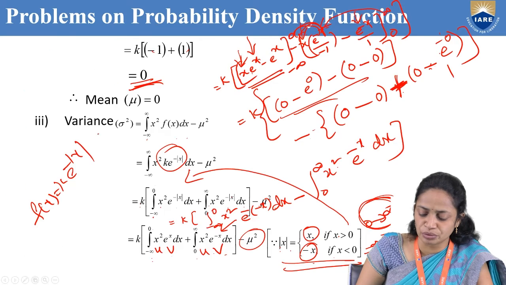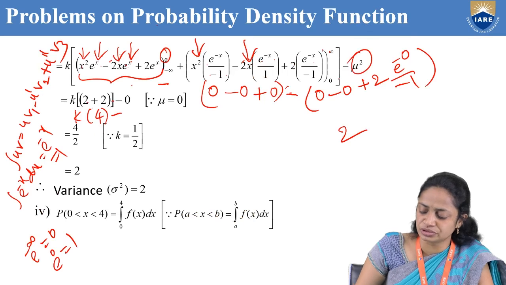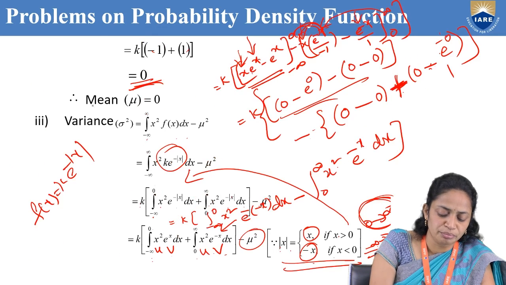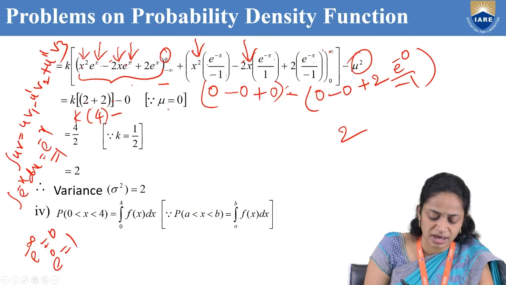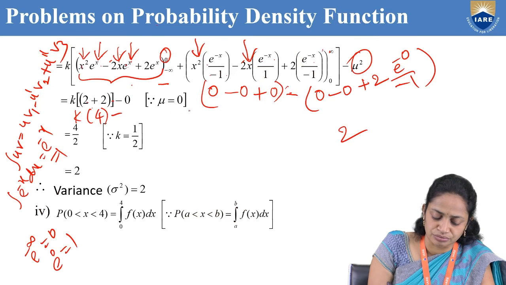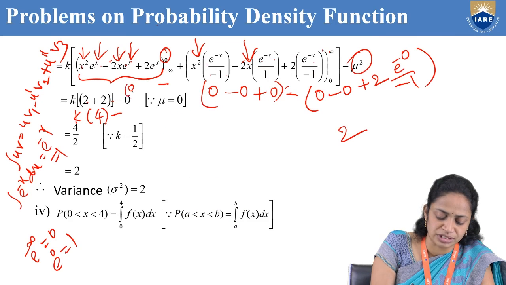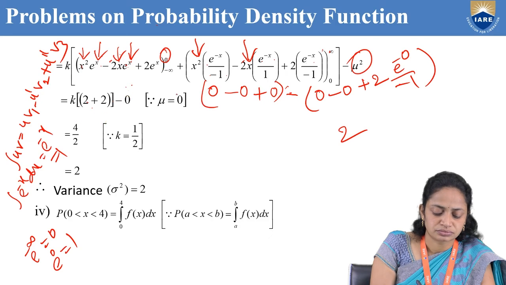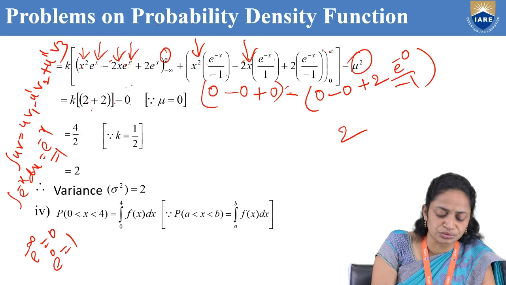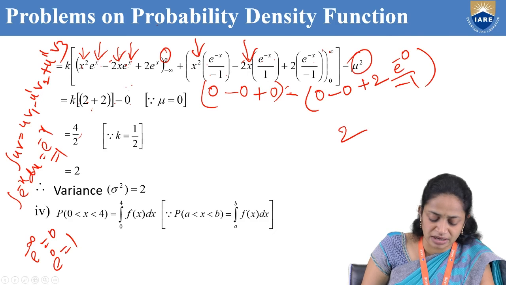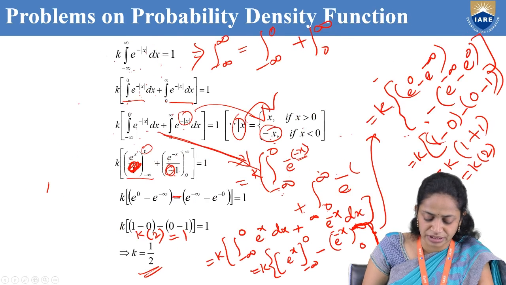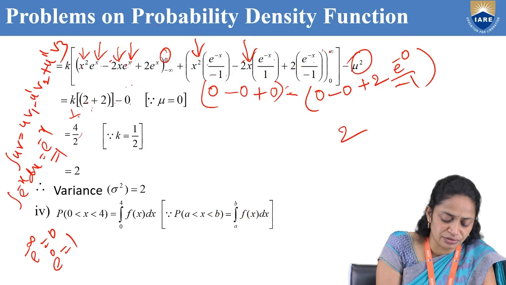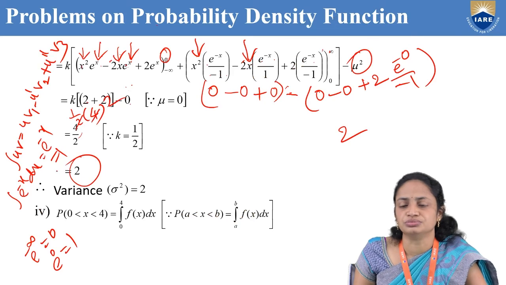already we have mu square, right? So what is the mu value? Mean mu equal to 0. So that's why I am substituting 0 here. Okay, so mu square value is 0. That's why this is 0 square. So k into 4 minus 0. So that is 4k. We know the k value. What is the k value? The k value is 1 by 2, right? So here the k value is 1 by 2 into 4. That is 2. So the variance is 2.